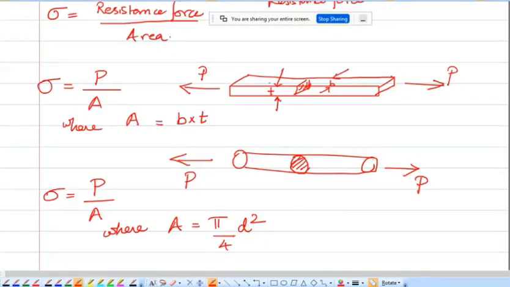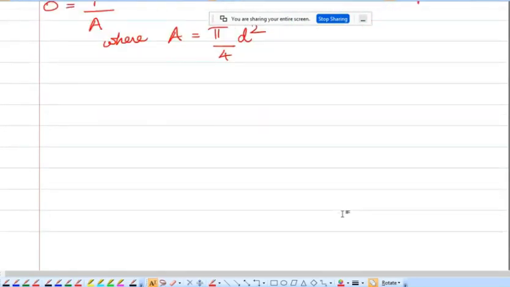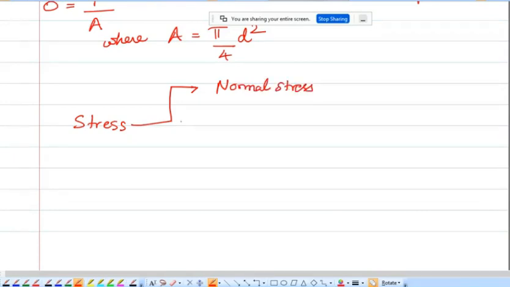What I have discussed is a normal stress. There may also be shear stress. So stress, you can classify the stress as normal stress, sorry, it is a sub-classification.